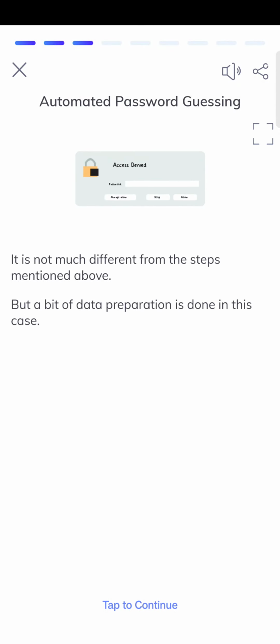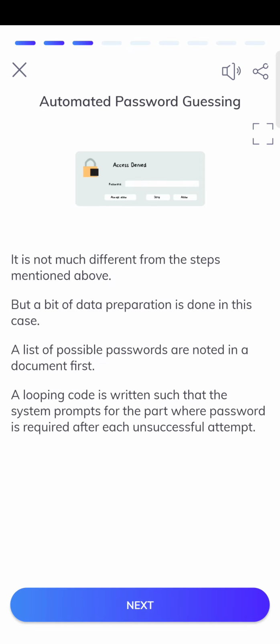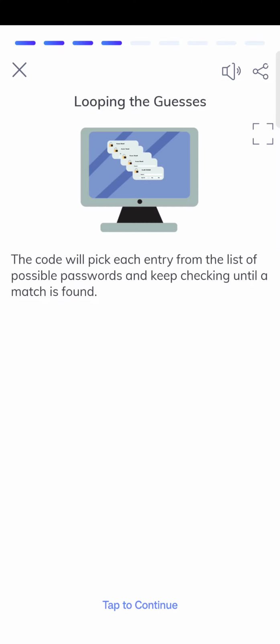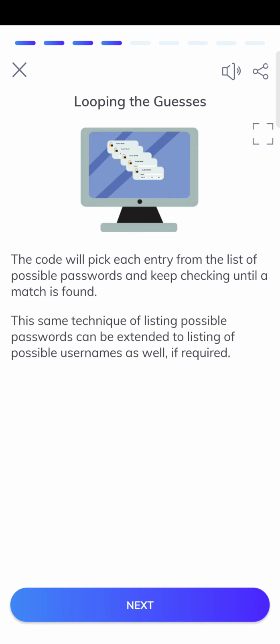But a bit of data preparation is done in this case. A list of possible passwords is noted in a document first. A looping code is written such that the system prompts for the part where a password is required after each unsuccessful attempt. The code will pick each entry from the list of possible passwords and keep checking. This same technique of listing possible passwords can be extended to listing possible usernames as well, if required.